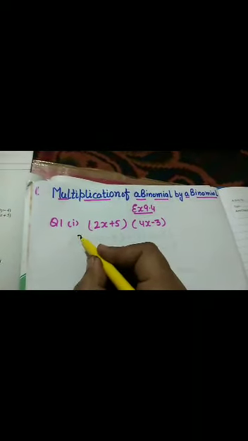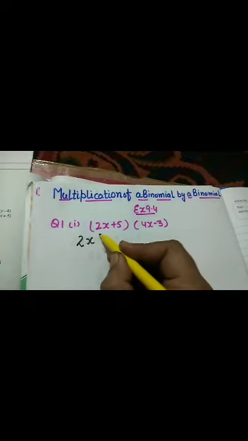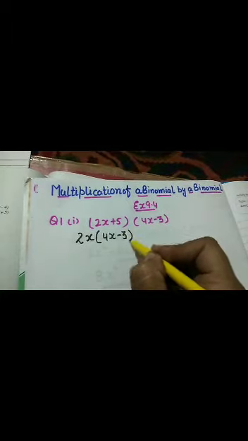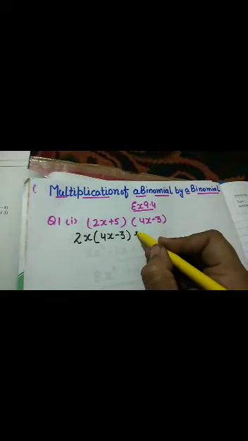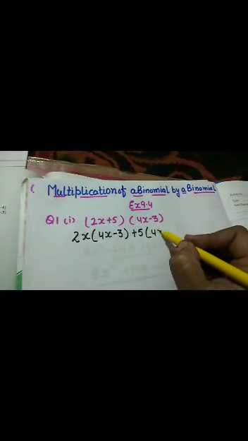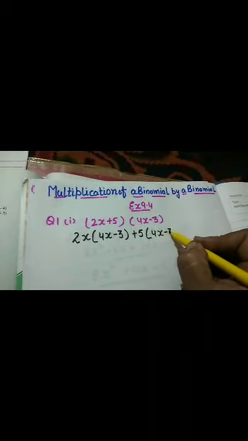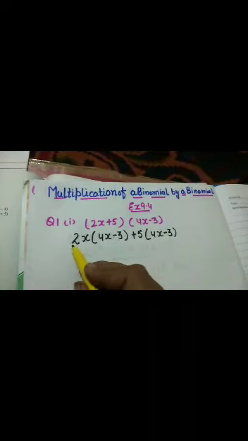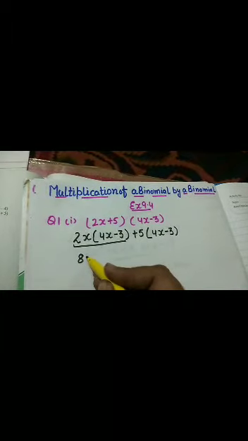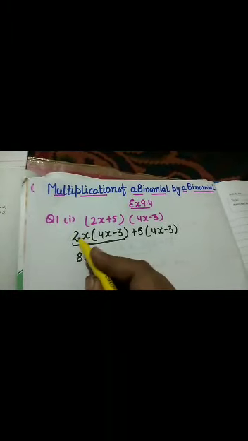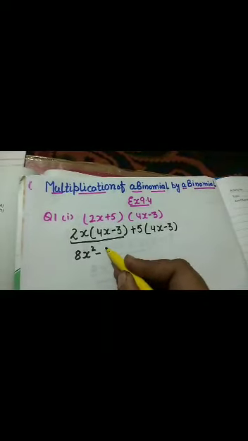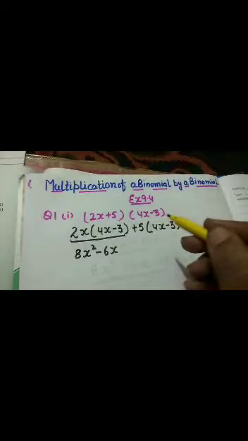Just see how 2x will be multiplied with 4x minus 3. Now the second term we have, 5, will also multiply with 4x minus 3. First of all we'll multiply this part. 4 2s are, this will be 8x square. Now this 2x will be multiplied with the second term. This will be minus 6x.